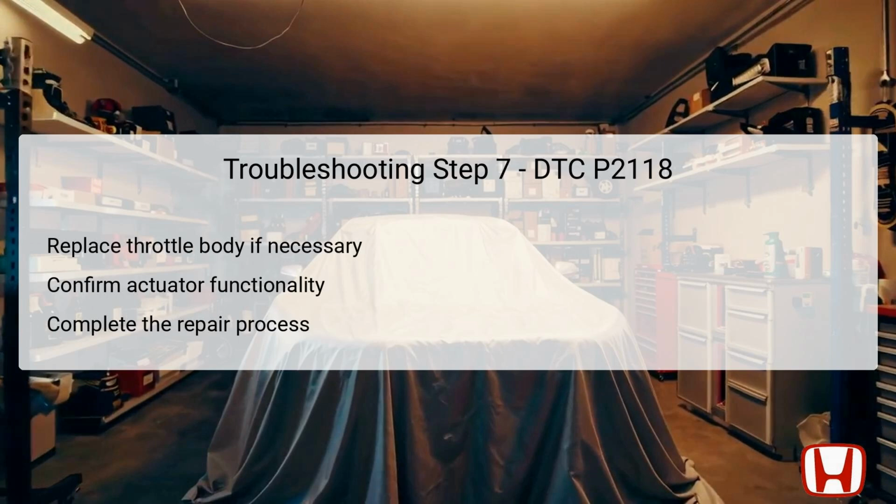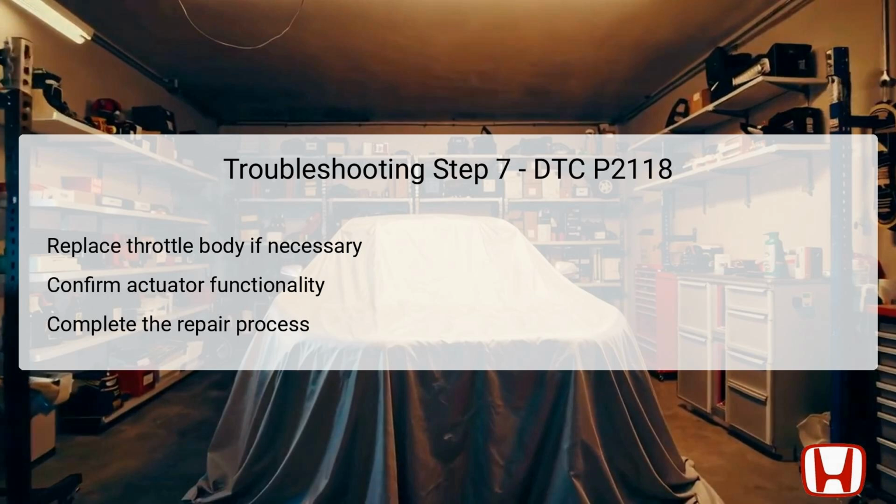In cases where earlier diagnostics have confirmed no wiring issues, the final troubleshooting step involves replacing the throttle body. Given the component's responsibilities, if the actuator consistently fails to perform as expected, it strongly suggests that the throttle body may be faulty. Installation of a new throttle body should restore normal functionality, as it serves as a direct mechanism regulating air intake to the engine.